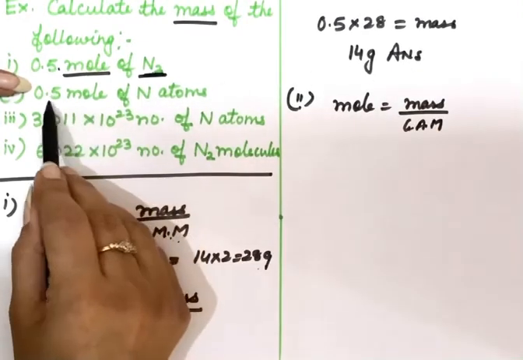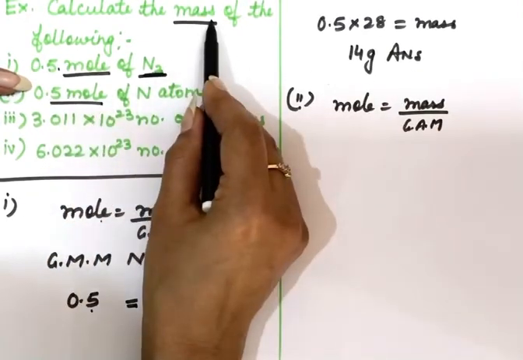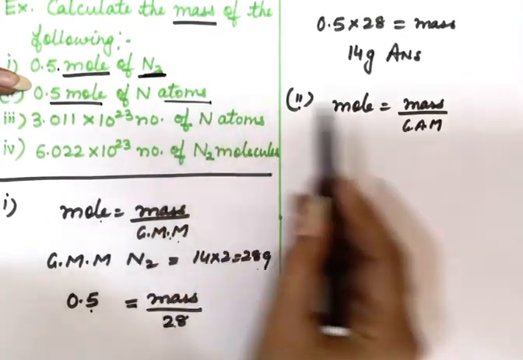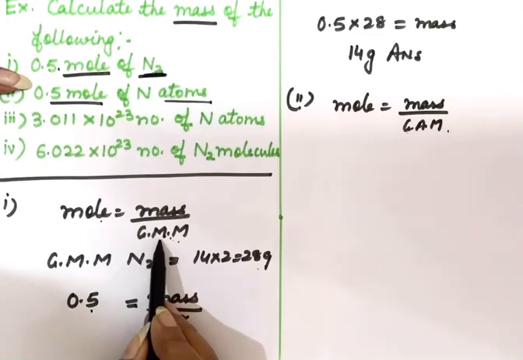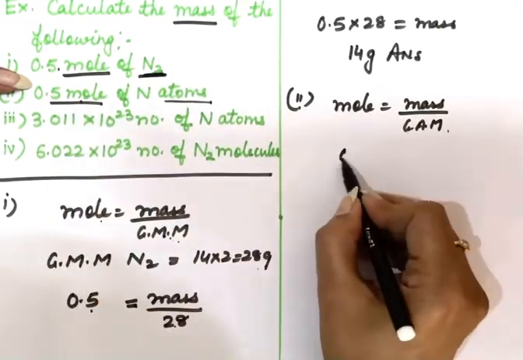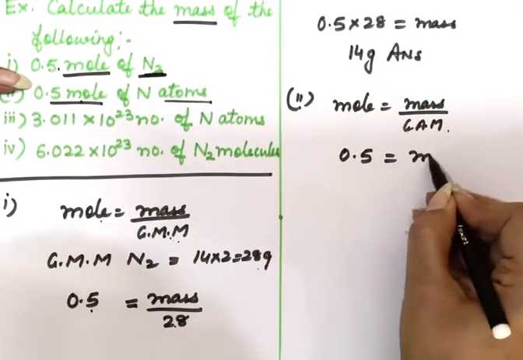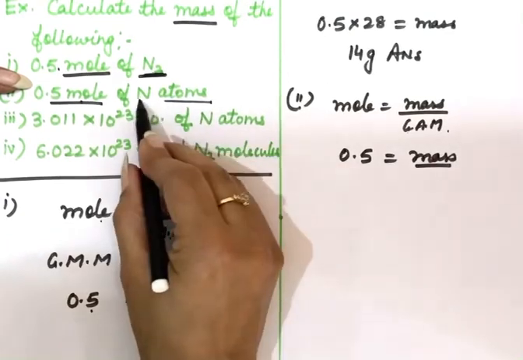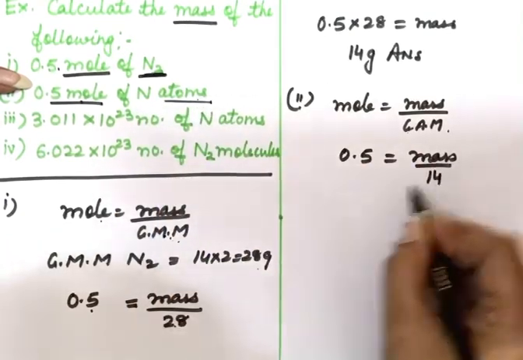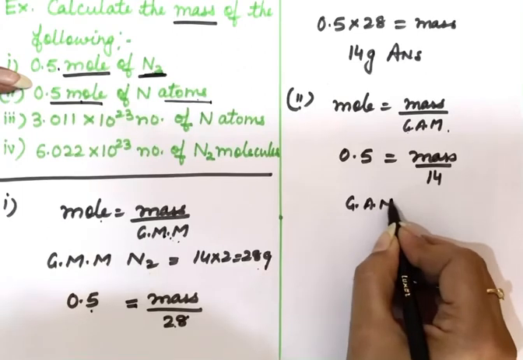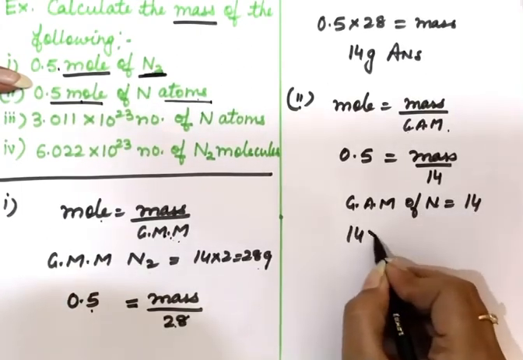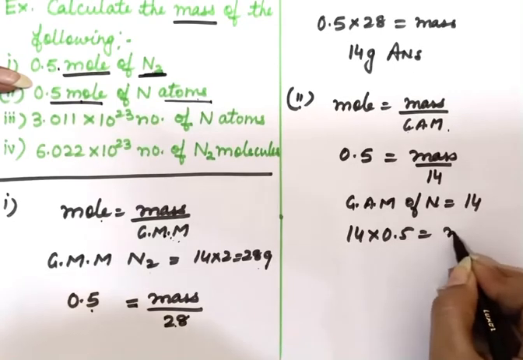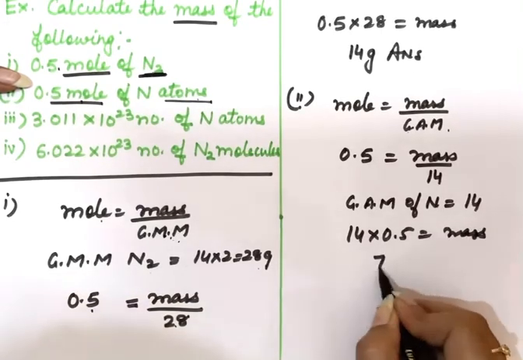Next question, moles are given and mass we have to find out, but now atoms are here. So in the formula we write gram atomic mass in place of gram molecular mass. How many moles are there? 0.5. Mass we have to find out, and we need the gram atomic mass of nitrogen, that is 14. So the gram atomic mass of N is equal to 14. So 14 into 0.5 will be equal to mass. The answer is 7 grams.